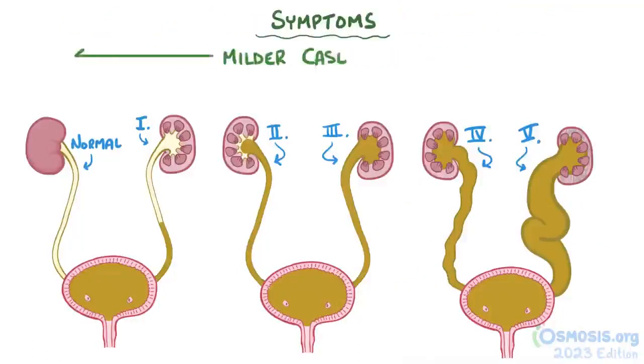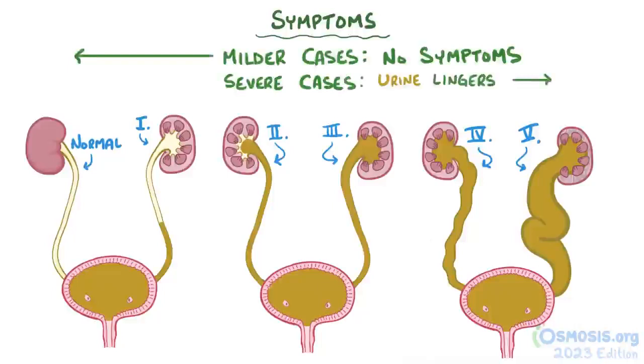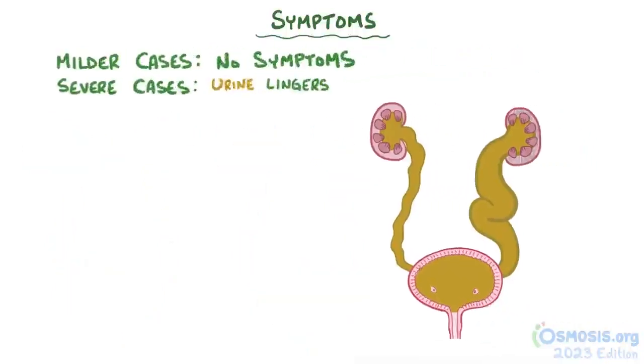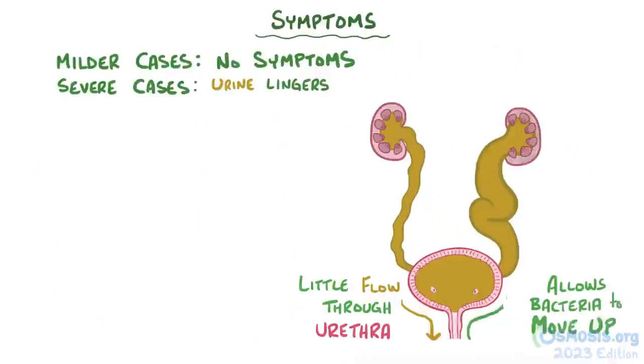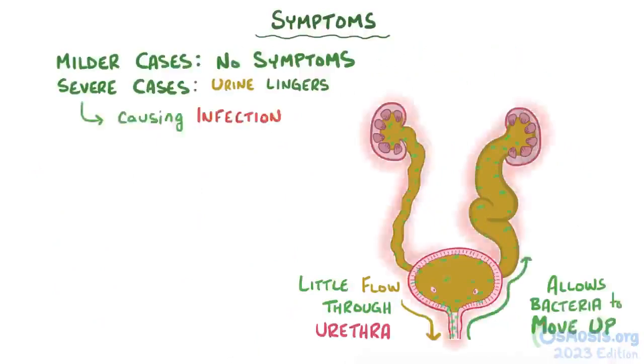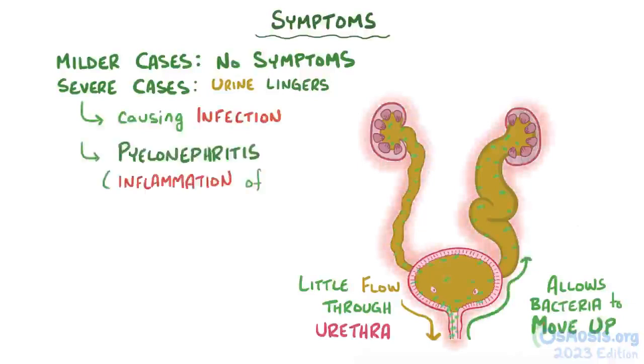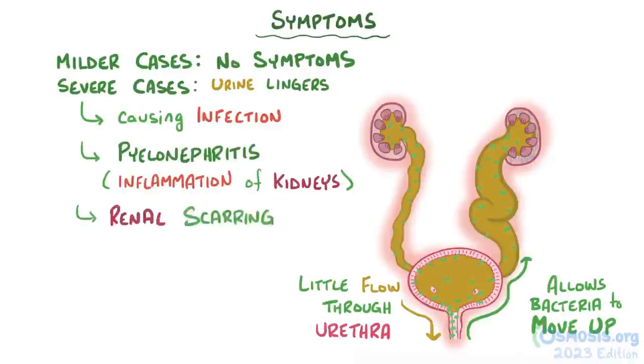Individuals with milder cases show no symptoms. But in severe cases, urine lingers in the urinary tract for so long that there's very little flow through the urethra, which allows bacteria to move up the urethra and cause an infection. Chronic vesicoureteral reflux can cause pyelonephritis, or inflammation of the kidney, as well as renal scarring, or fibrosis, which damages the kidney tissue.